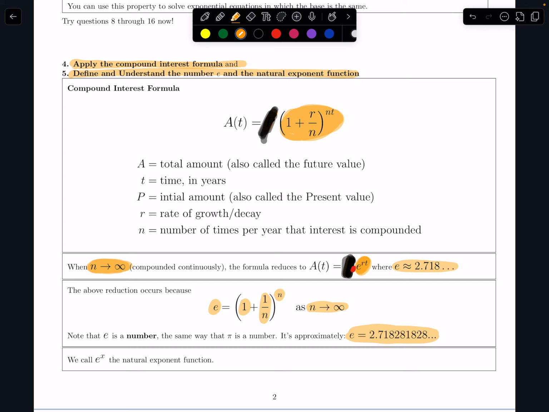Okay? So does that make sense? So coming back to this, if you look at this compound interest formula, you see this 1 plus something over n raised to the nth part, right? So that part is the part that turns into that e. Okay, let's move on.